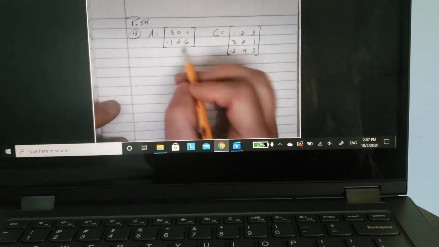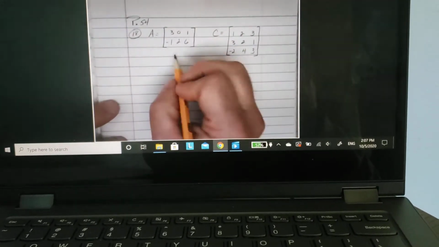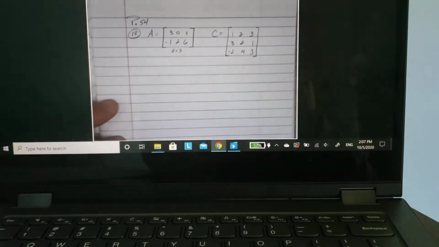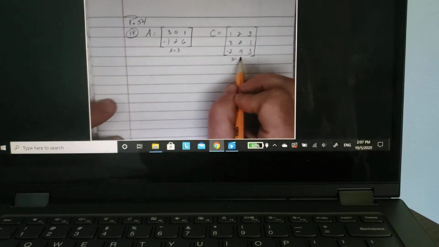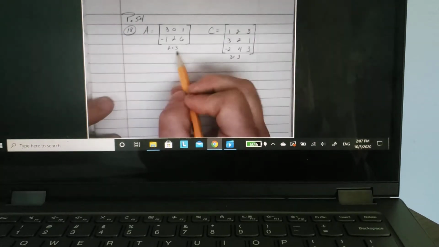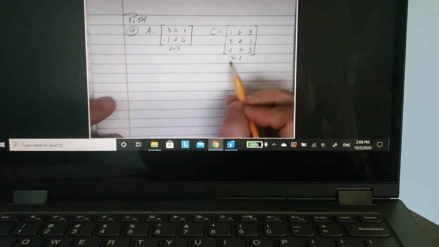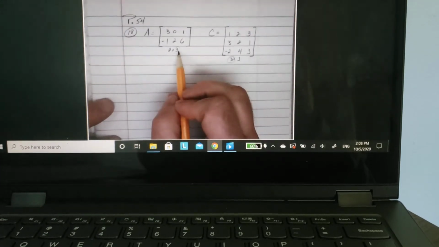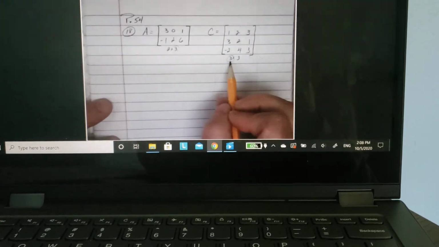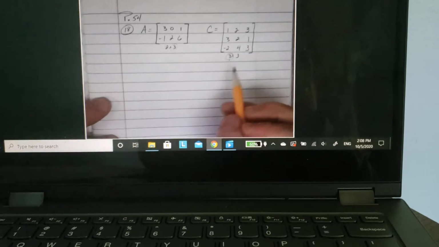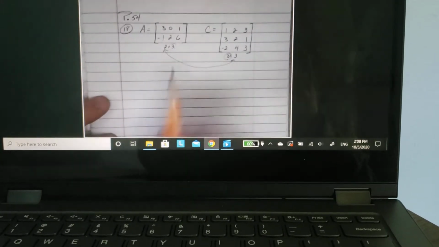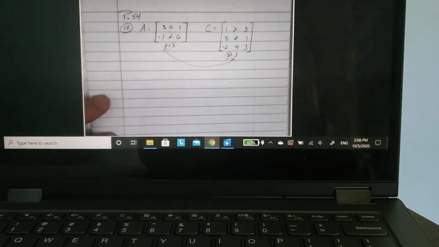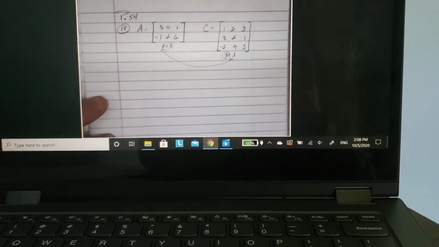So matrix A we've talked multiple times about, right? It's a 2 by 3. Matrix C is a square matrix. It's a 3 by 3. Sure enough, the middle numbers match. The number of columns from matrix A and the number of rows from matrix C match up, so we're able to multiply them. We also know that the dimensions of your product matrix are going to be a 2 by 3.